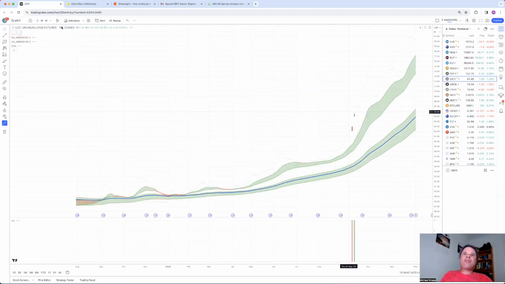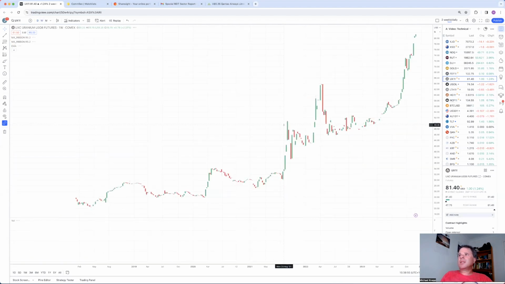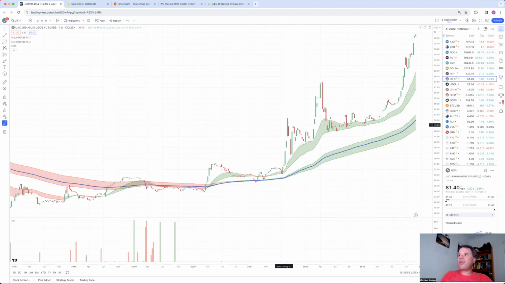Uranium up to 81.4. We have to look at the weekly for this. Keeps going higher. No end in sight for uranium. I don't own any uranium. I sold the only uranium companies I had way too soon, if you ask me, and I have not got back in. So let's not chat about uranium.